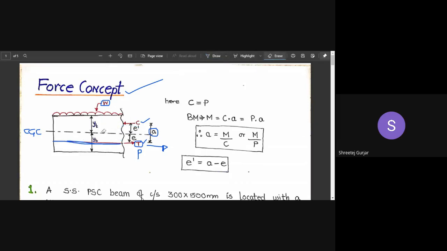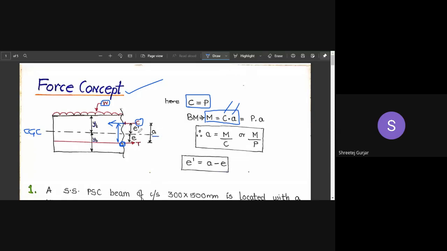Next, we know YT and YB, that is clear. I've told you the pre-stressing force T is equal to P, and the generated force C is also equal to P. So remember this: the bending moment generated is equal to C into a. Moment is force into the perpendicular distance. The force is C, and the perpendicular distance is the lever arm, a.